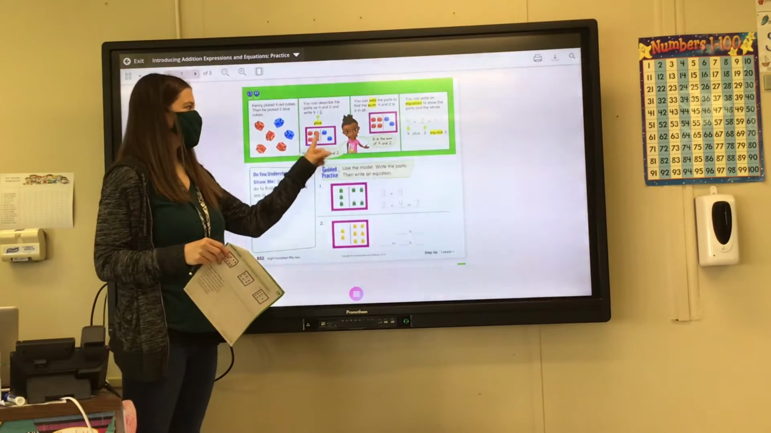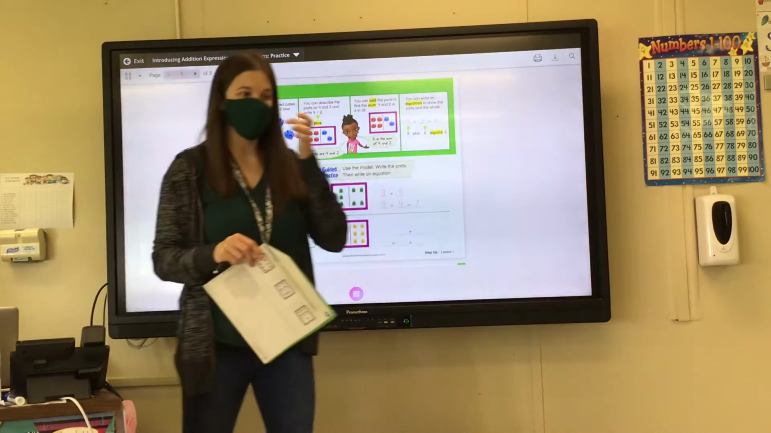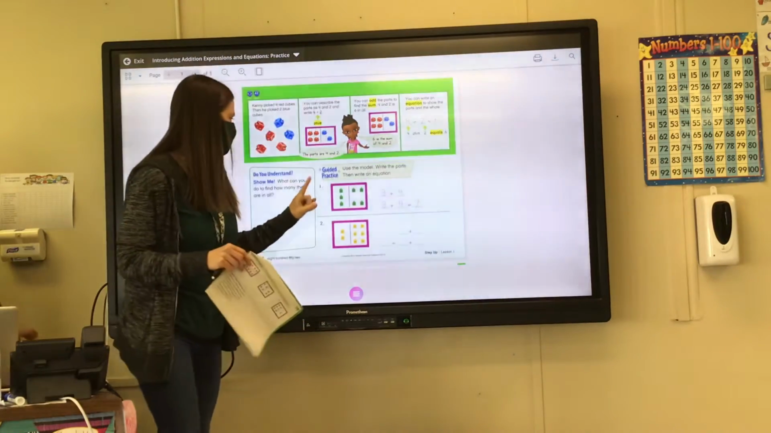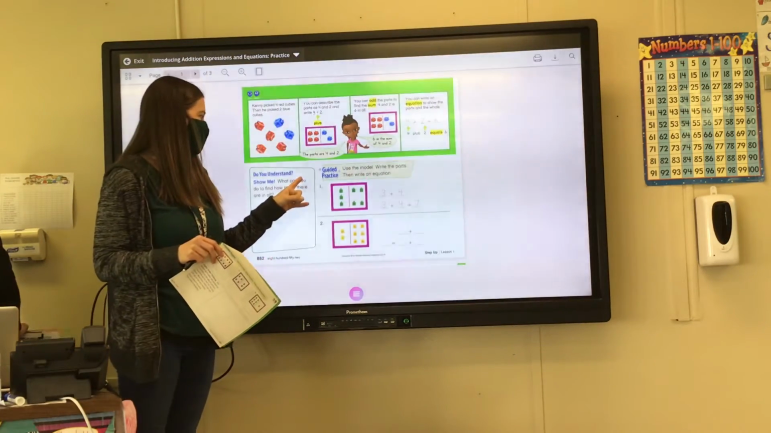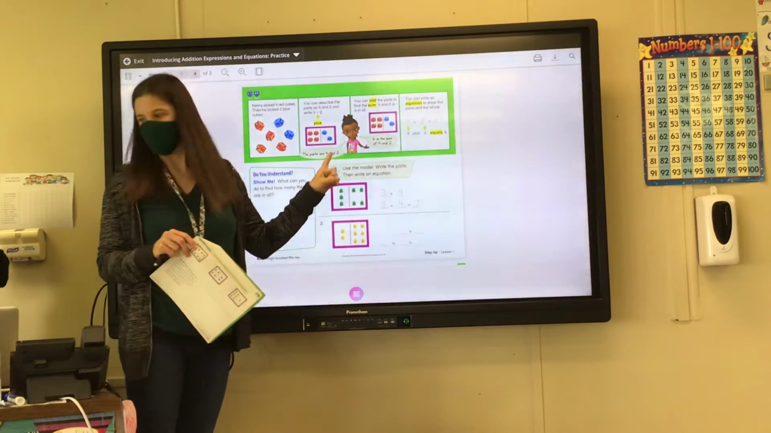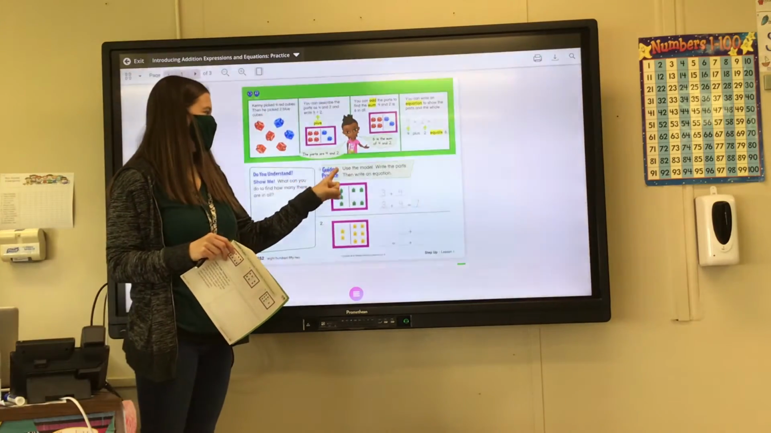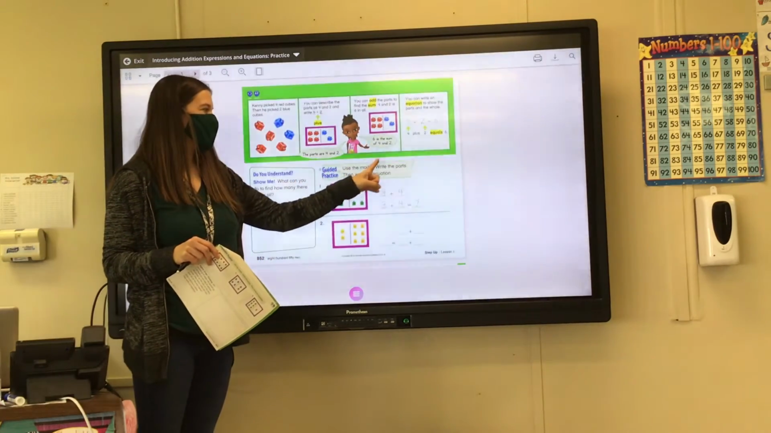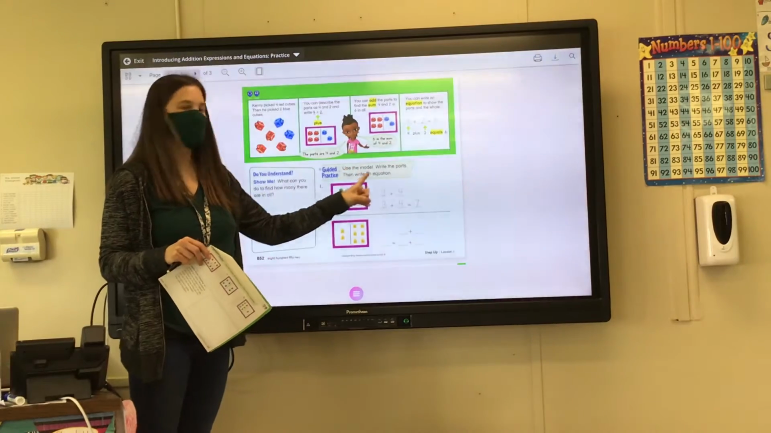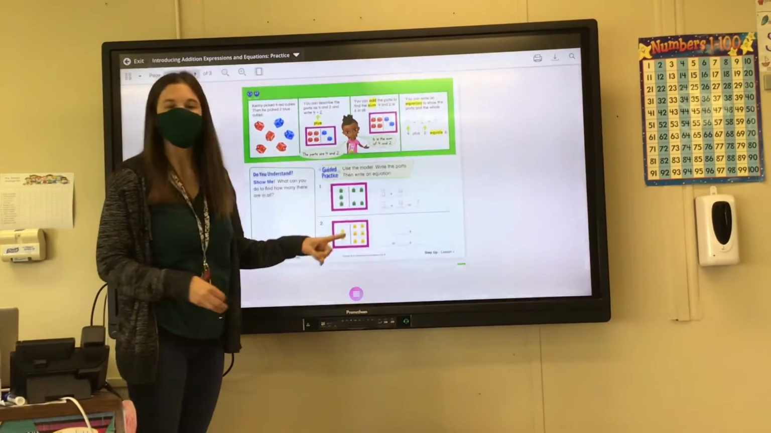We have the parts, which make the whole, right? The sum, when you add two numbers together. So let's look down here at our guided practice. We're going to use the model, write the parts, and then write an equation. So look here at the green cubes.